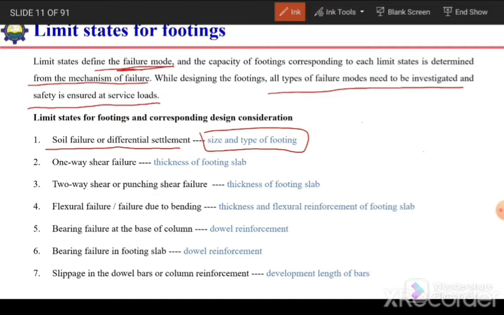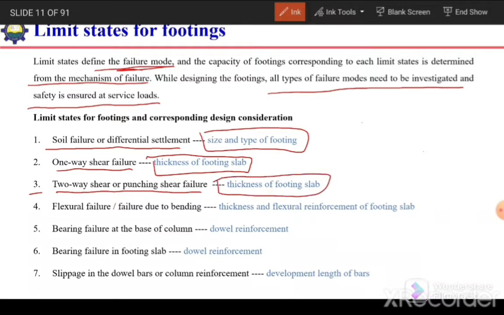The next possible failure is one-way shear failure in the case of footing. To avoid the one-way shear failure, we can play with the thickness of the footing slab. To increase the capacity against the shear failure, or one-way shear failure, we need to increase the thickness of the footing. The third failure mode is two-way or punching shear failure. Again, to avoid this type of failure, we can play with the thickness of the footing.